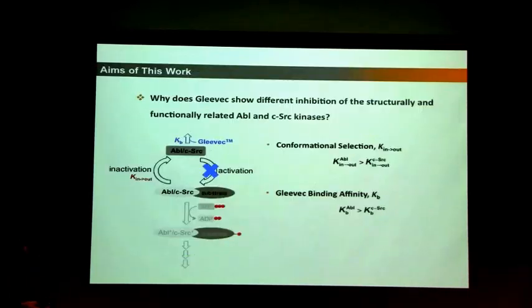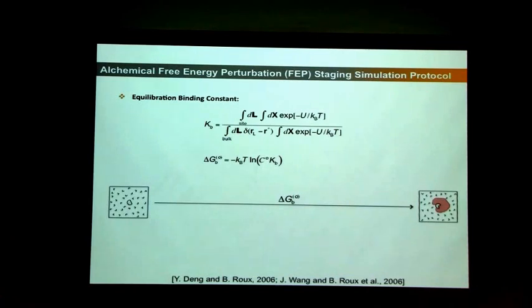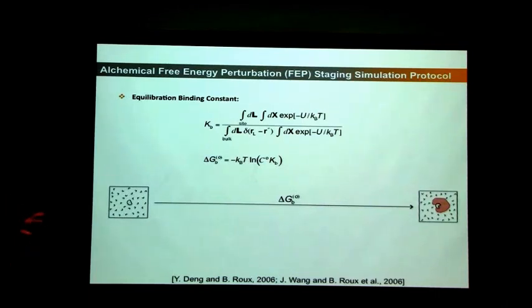But then we did a bit more. We wanted to deal also with the binding affinity part. And so this was done in large part by the alchemical free energy perturbation method, where you start from the ligand in solution and you bring it into the pocket by a non-physical process where you decouple and recouple it.